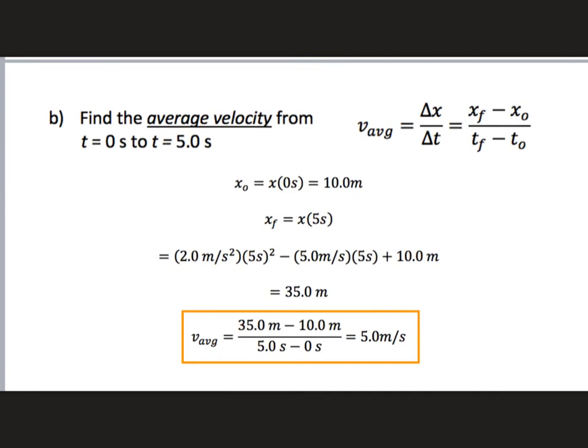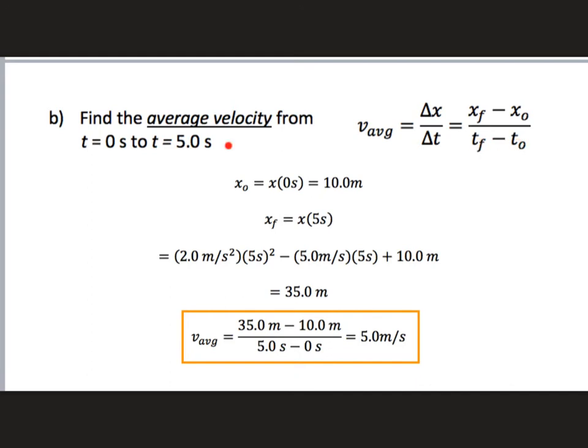Now, how do we find the average velocity over the time interval t equal to 0 and t equal to 5? Well, what we want to do is use the definition of average velocity, which is the change in position divided by the change in time. And so again, that's going to be the final position minus the initial, so it's final minus initial divided by the final time minus the initial time.